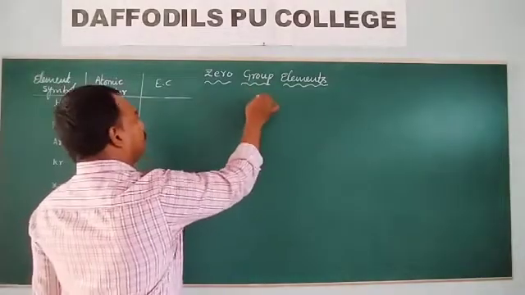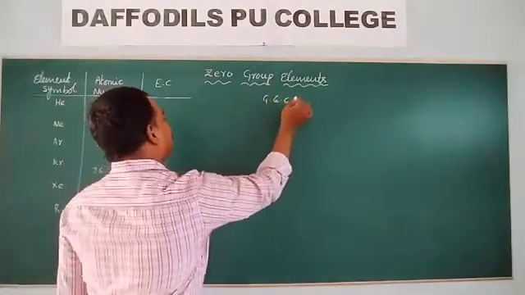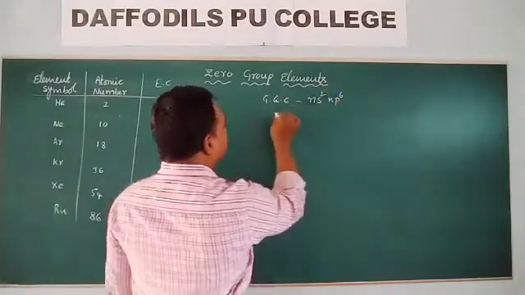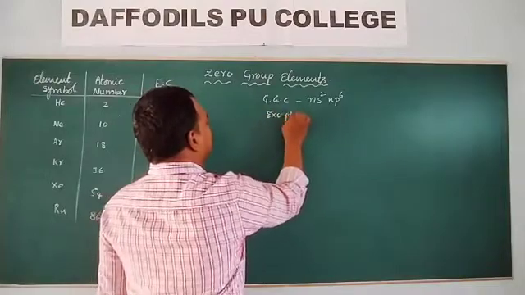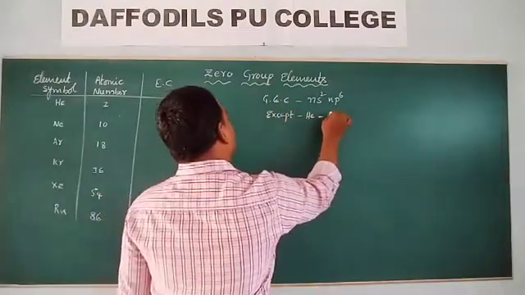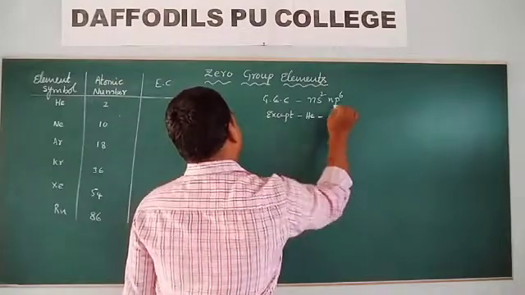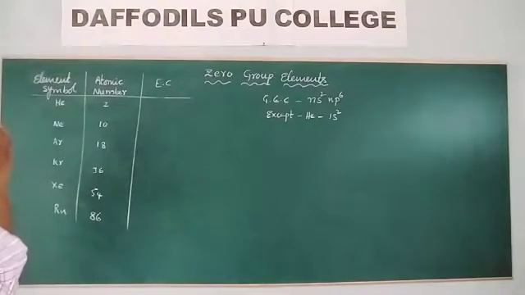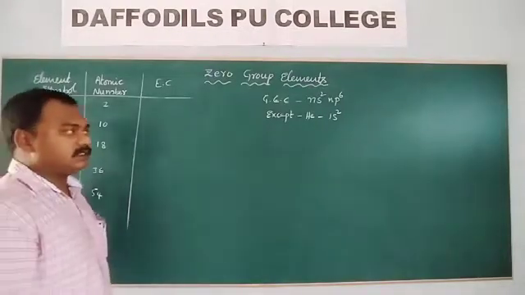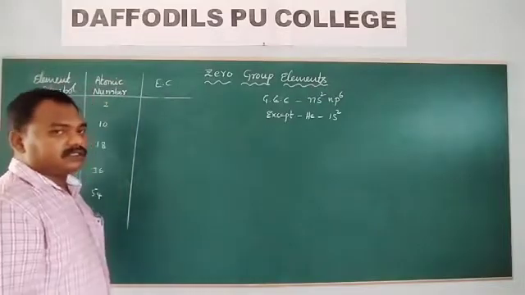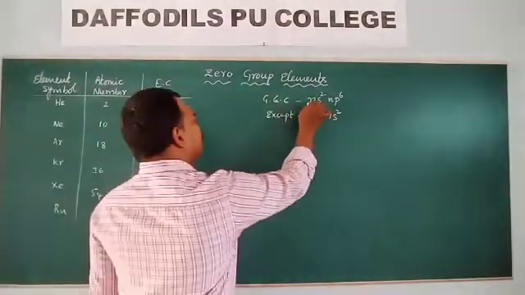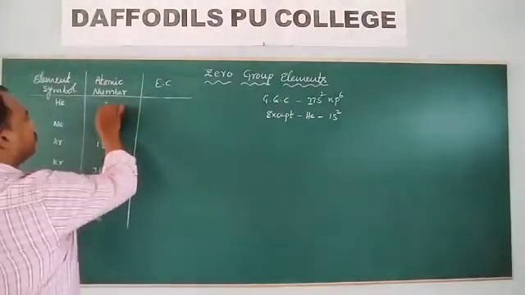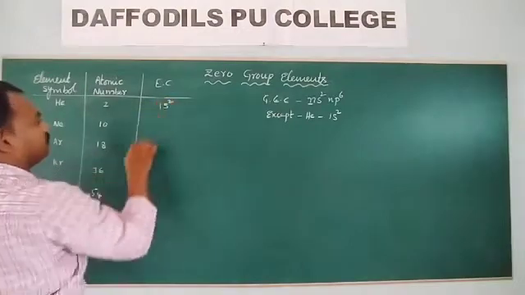Sorry. The general electronic configuration of zero group elements is ns2 np6, except helium. Its electronic configuration is 1s2. Here n becomes equal to the period number. So helium's electronic configuration is 1s2.